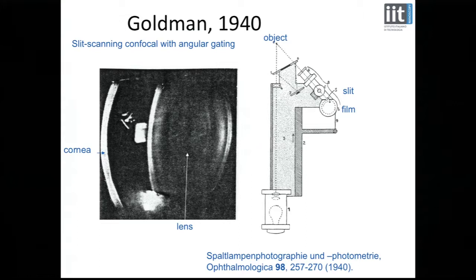but you'll notice another aspect of this system, and that is that we illuminate along this line, and we detect along this axis. Right, so the two axes, the illumination and the detection, are separated. They're at 45 degrees in this case.